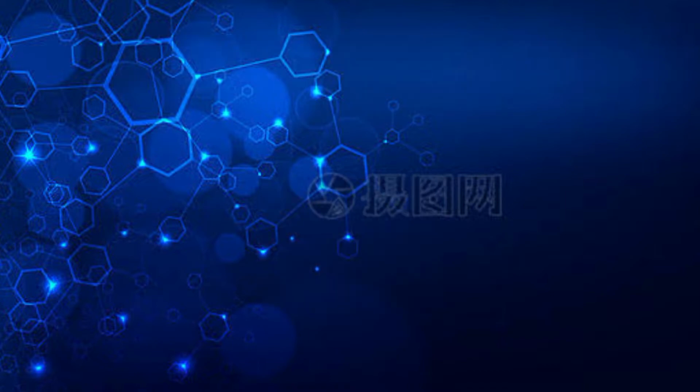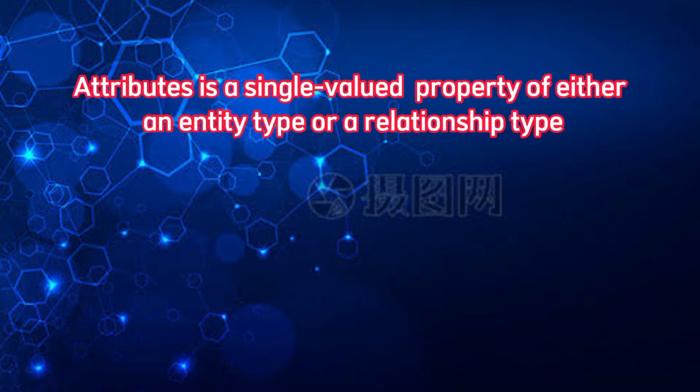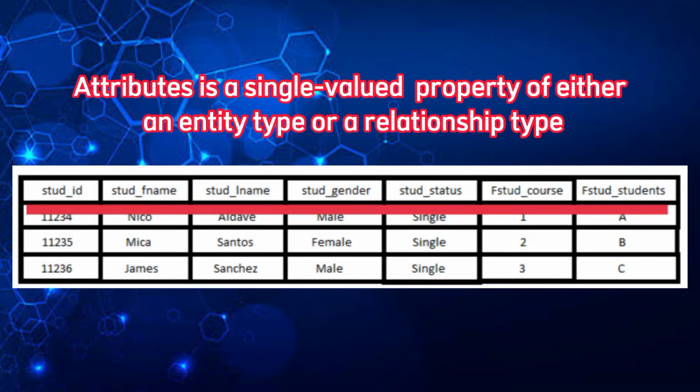So, proceed to attributes. It is a single valued property of either an entity type or a relationship type. Without following the book or module, guys, you can easily identify the attributes by looking at the column header of your relational model.